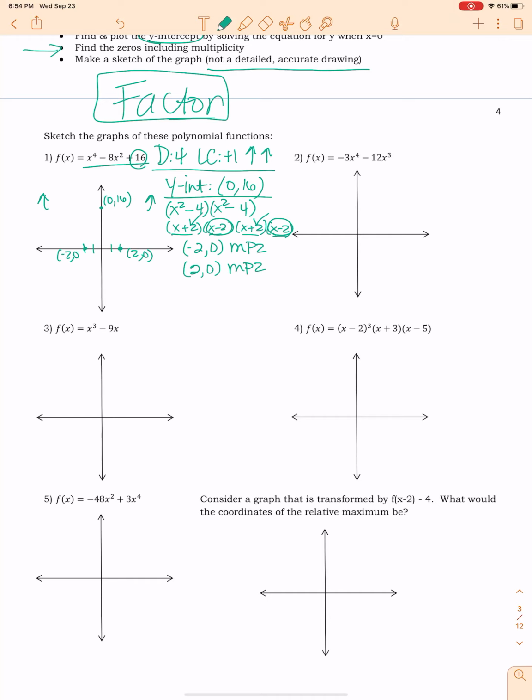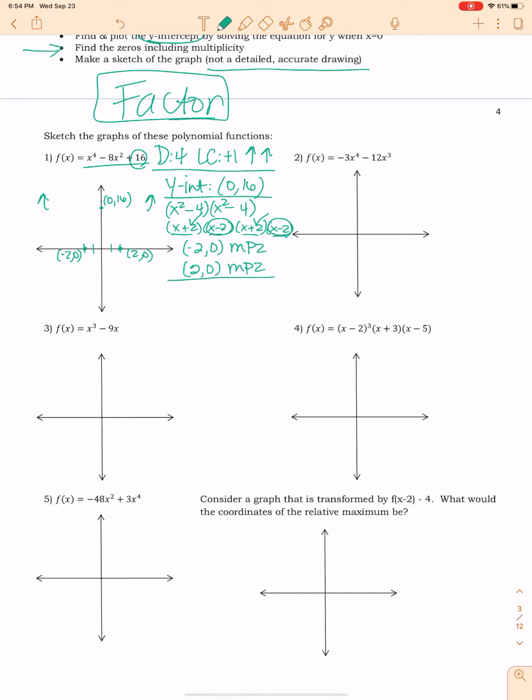And there's -2, 0. You should already have an idea of what the graph's going to look like there. Because if I've got multiplicity of 2, the graph's going to come down, bounce off of that, and go back up. All right, so it's not going to cross all the way through the x-axis. It's just going to touch it.